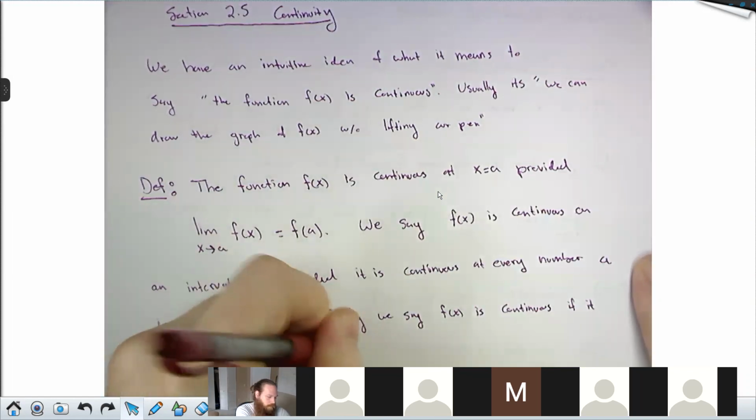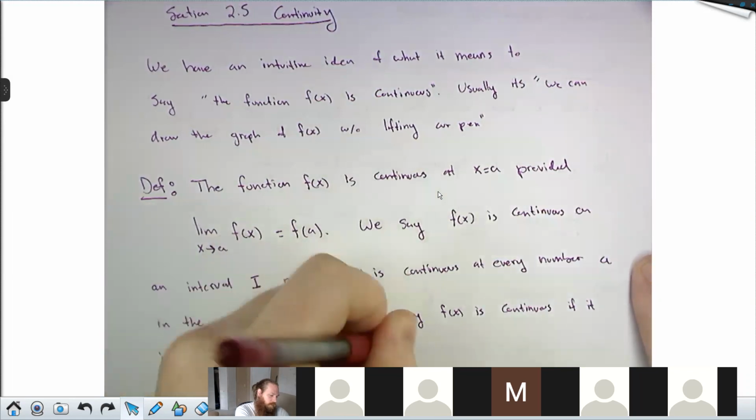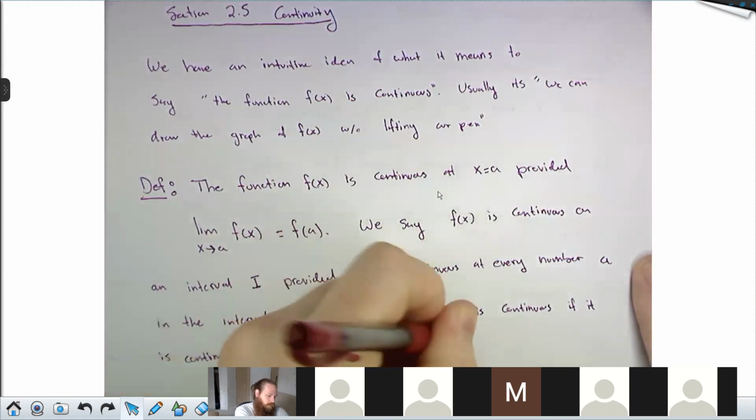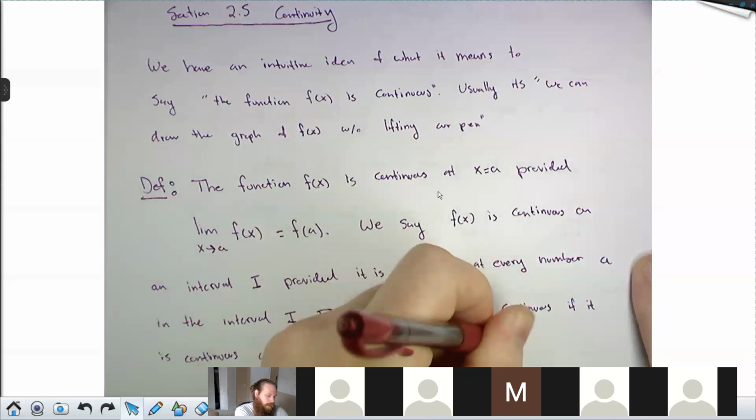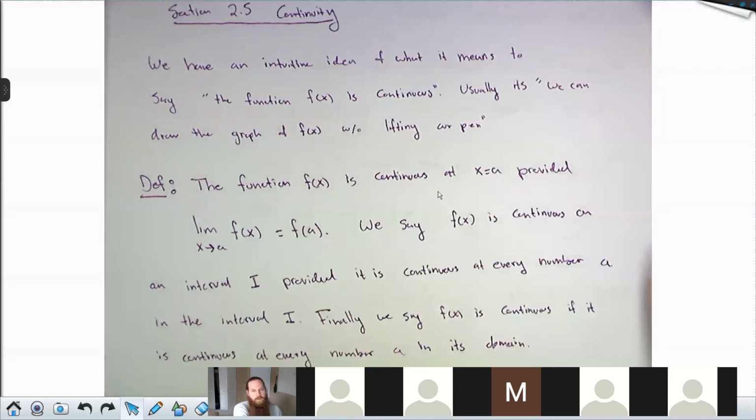At every number a in its domain. So this definition has some ups and some downs. Some ups, it's rigorous, right? It actually doesn't depend on us trying to draw a graph by hand. It's totally independent of anything any human ever did. Functions that are continuous just are continuous. They don't need us to do anything for them to be continuous.